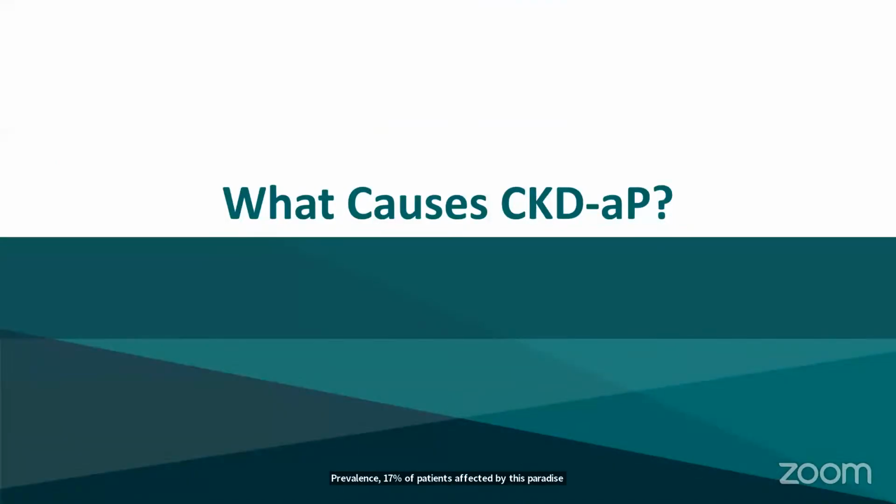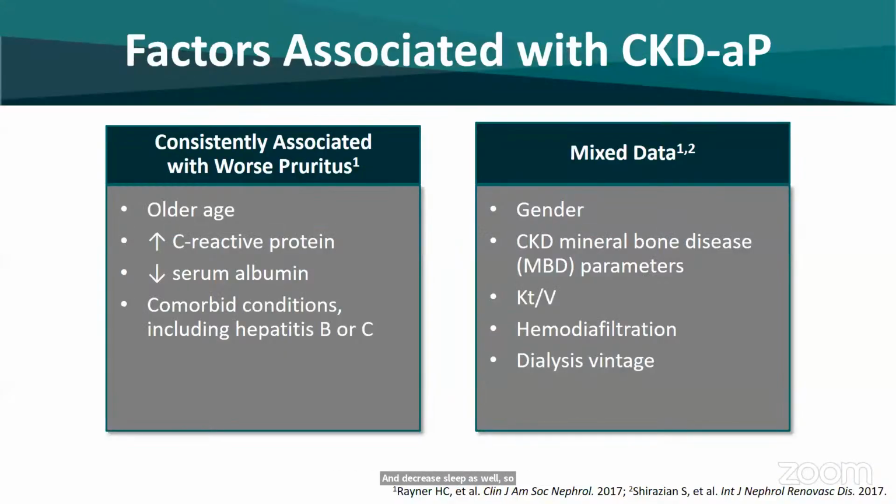So moving along, that is the prevalence. And this is where I showed slides where we looked at outcomes affected because of pruritus, and then the increased mortality risk when patients have decreased quality of life and decreased sleep as well. So what causes this pruritus? So factors associated with it, if you look on your left-hand side, you have consistently associated with worse pruritus: older age, increased CRPs, decreased serum albumin levels, and comorbid conditions such as hepatitis B or C. And then the mixed data is looking at gender. It's looking at our MBD parameters.